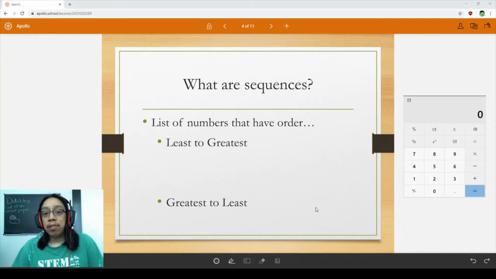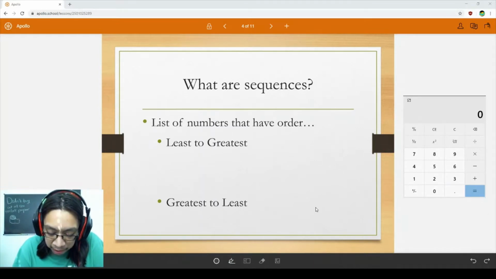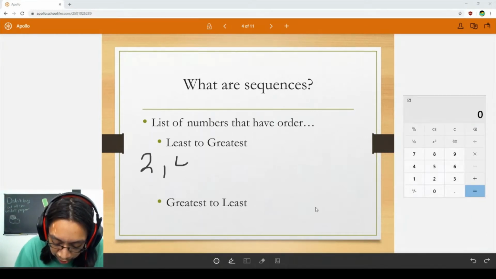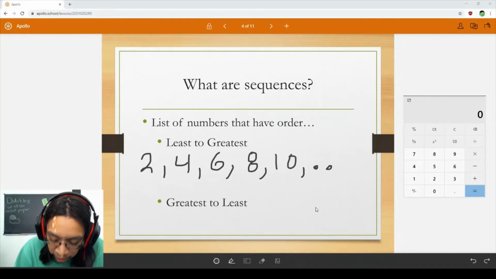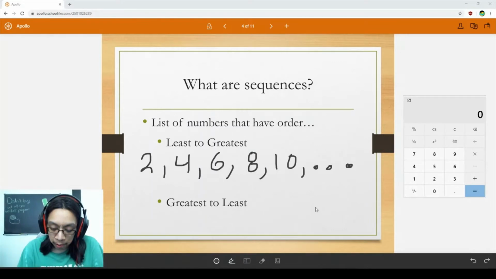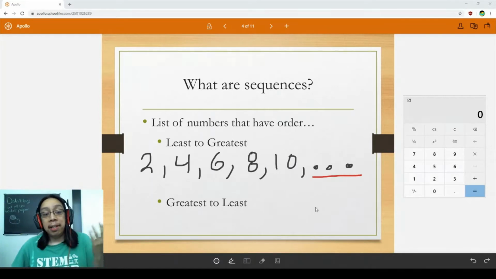Sequences are just lists of numbers that have some kind of order. Either it's a list that is from least to greatest, or it's a list that goes from greatest to least. So here are some examples. An example of a sequence that's from least to greatest would be like 2, 4, 6, 8, 10, and it just goes on forever. Notice how we start and notice how we end. We start with a 2, which is the smallest number in our list, and we end up at 10, which is the biggest number in our list. Now, I could keep going with my list, but I don't necessarily have to. That's what these 3 little dots mean. It basically says that my list is going on forever, but I don't have to actually write it all down.